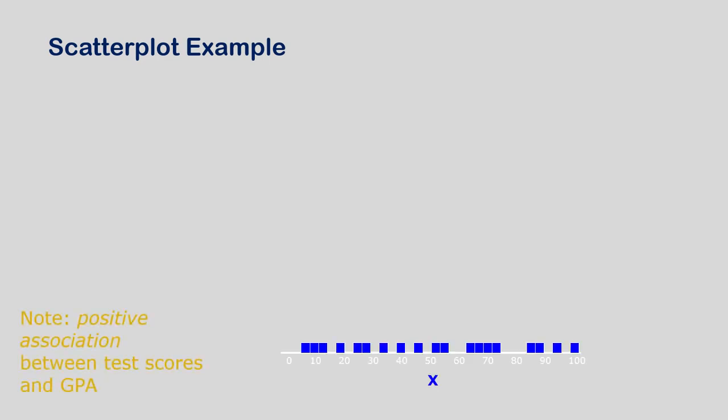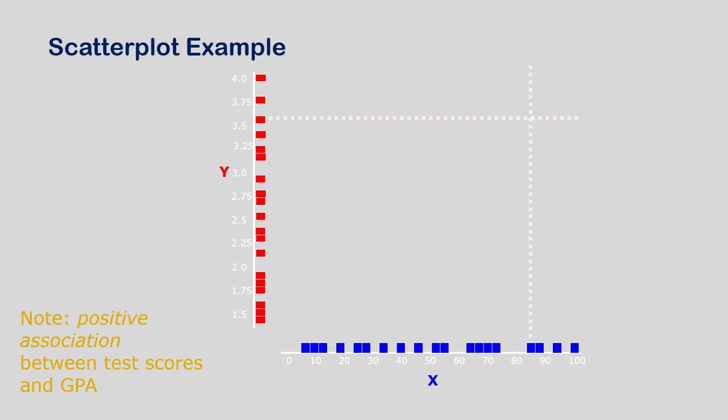And so to plot these together, you turn one of those axes perpendicular to the other, and you make the Cartesian coordinate system. And then for each number on one variable, you pair it with the number on the other variable. So this individual has a 3.6 or something GPA, and they got like an 85 on this exam, whatever it was. So we put a dot where those two things intersect.